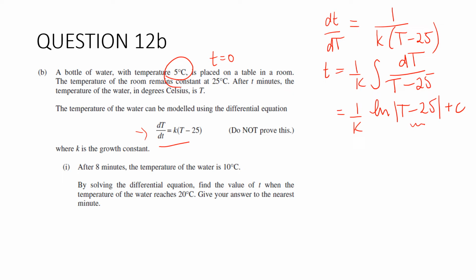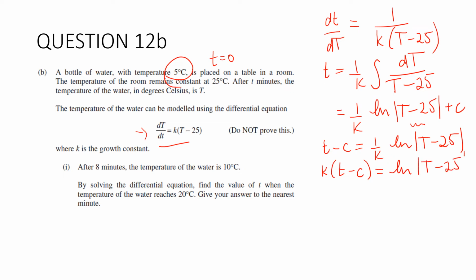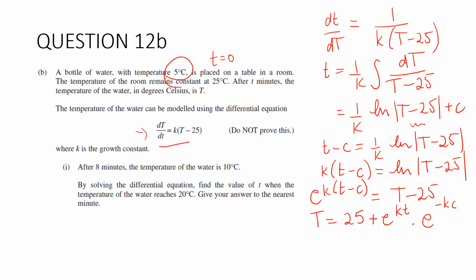So I'm going to turn this around first. We're going to get t take away c is equal to 1 on k ln T take 25. So k t minus c is equal to ln T take 25, and e to the k t minus c is equal to T minus 25, so T is equal to 25 plus e to the kt times e to the negative kc, and I'm going to make that into its own constant. So this is equal to 25 plus A e to the kt.